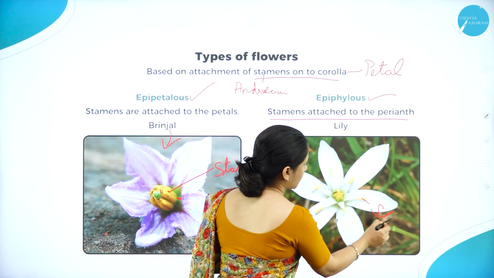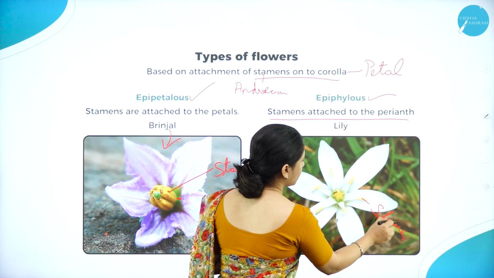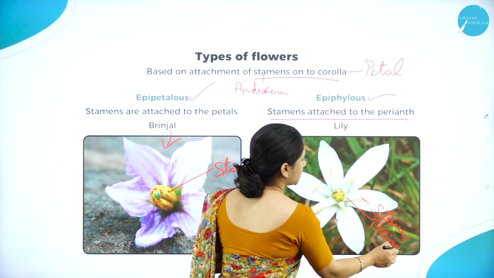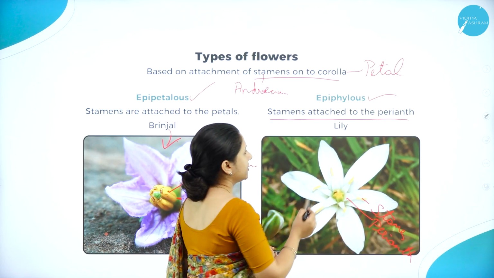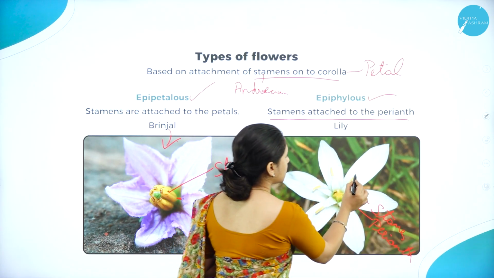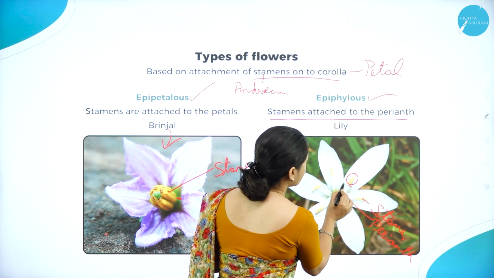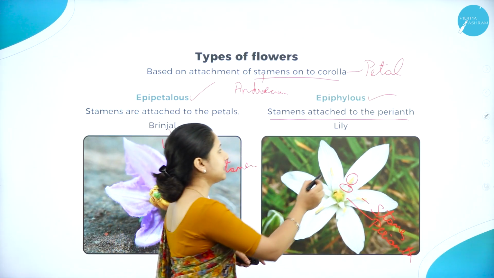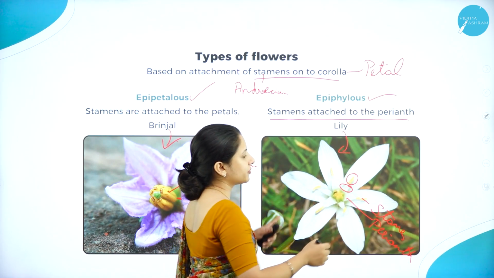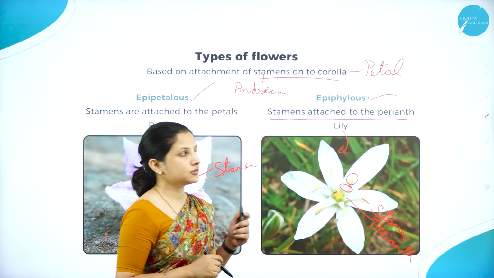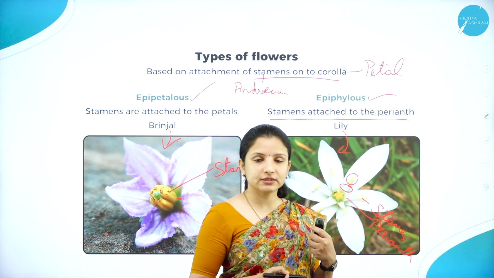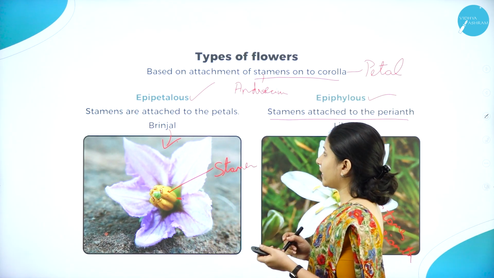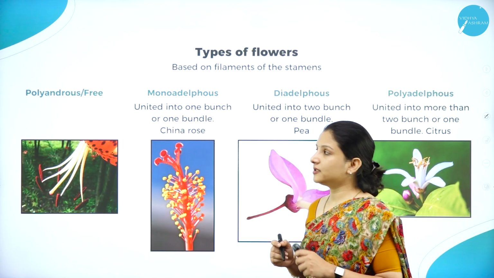So can you see here? This is the stamen. Here the stamen will be attached to the perianth. Such flowers are called epiphyllous flowers. The stamens get attached to the perianth. Such flowers are called epiphyllous flowers, and lily flower is one of the best examples for epiphyllous flowers. So based on how the stamens are arranged, the flowers can be categorized as epiphyllous flowers and epipetalous flowers.